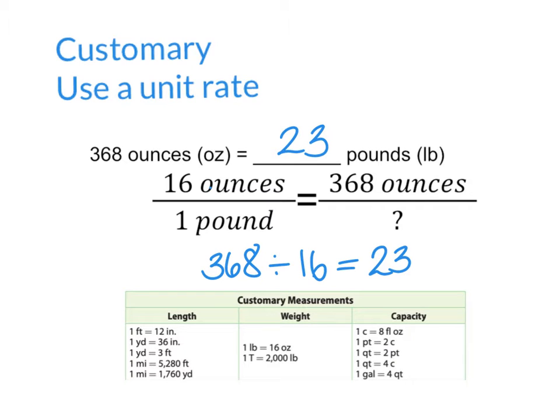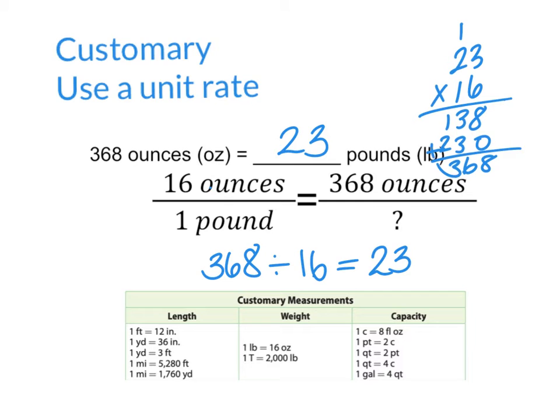And I could do a quick check. 23 pounds times 16 ounces, does that equal 368 ounces? We'll see. And it does. So that means I'm right.